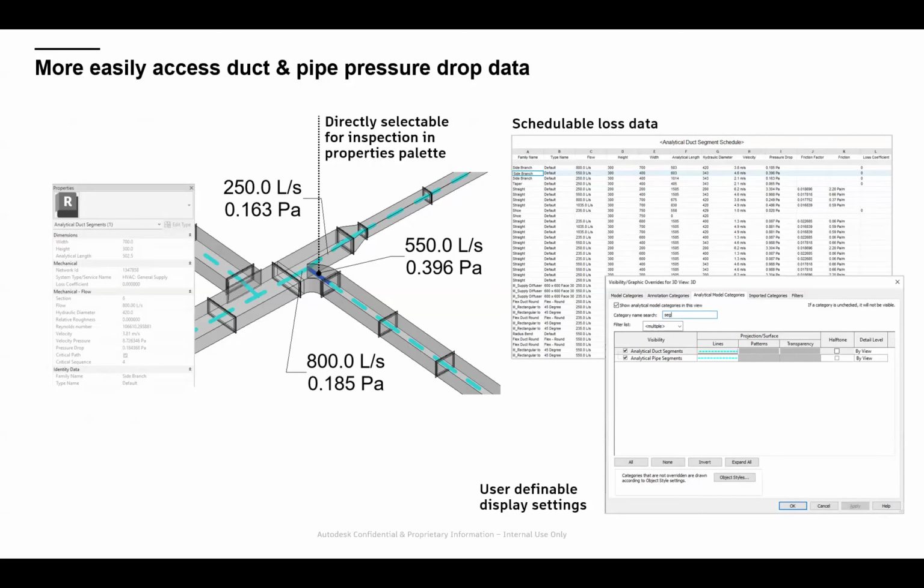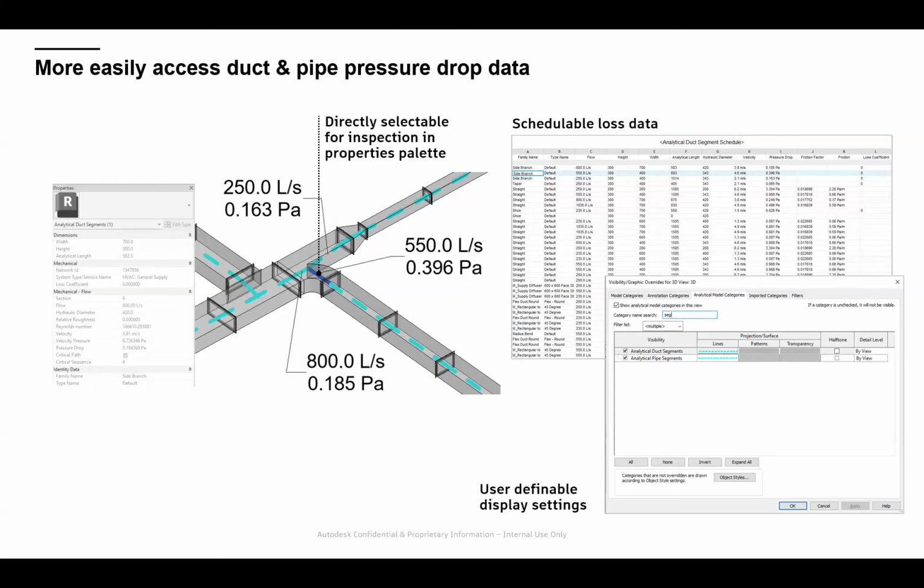This functionality is new. It's not only the API. Now we have analytical segments that could be visible in graphical views. So one MEP element could have more than one analytical segment. For example, T connector has 3 of them.